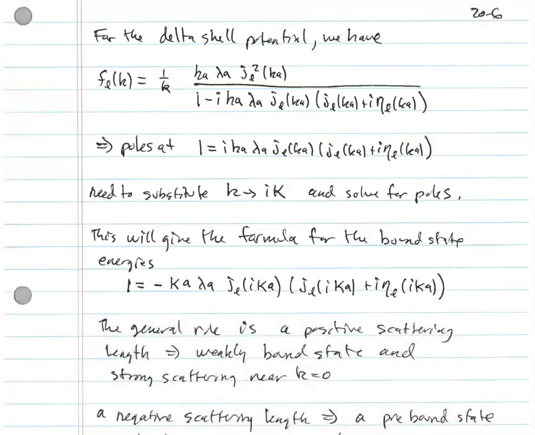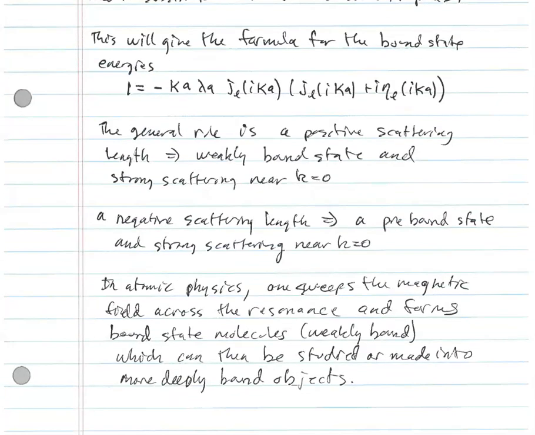The general rule is that when we have a positive scattering length, we're going to have weakly bound states and a strong scattering near k equals 0. If we have a negative scattering length, that means we have a pre-bound state and a strong scattering near k equals 0. And in atomic physics experiments, they sweep a magnetic field across this resonance, which is very sharp in the magnetic field, and they can form bound state molecules that are weakly bound, and then they can either study those weakly bound molecules or they can make them into more deeply bound objects.